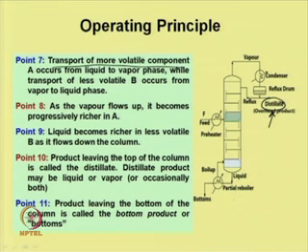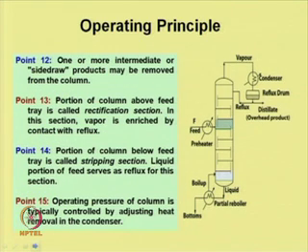The product which is leaving at the bottom is known as the bottom product, or bottoms. Then one or more intermediate side draws we can take depending on our requirements. So, we can have different product draws, side draws, from the tower.